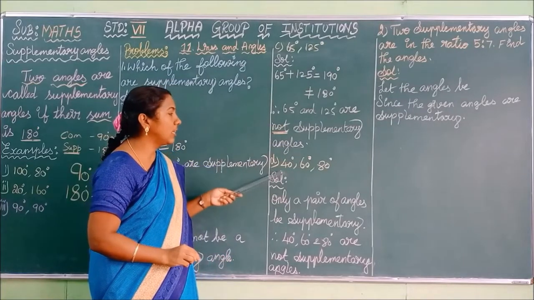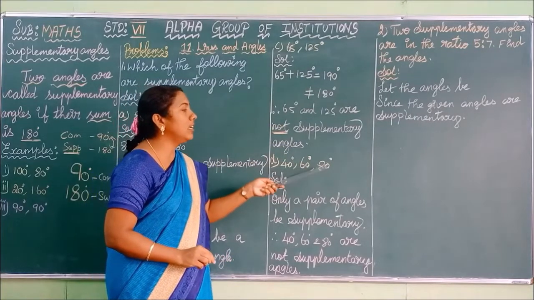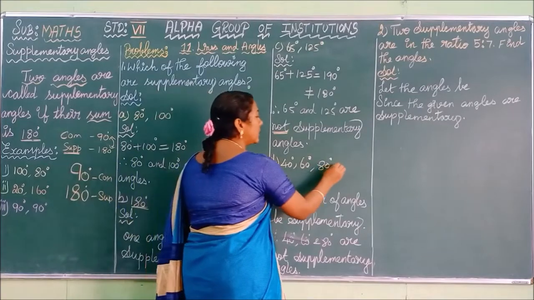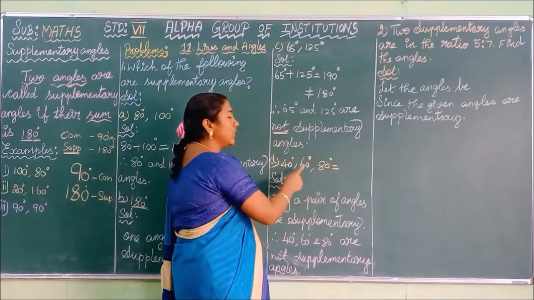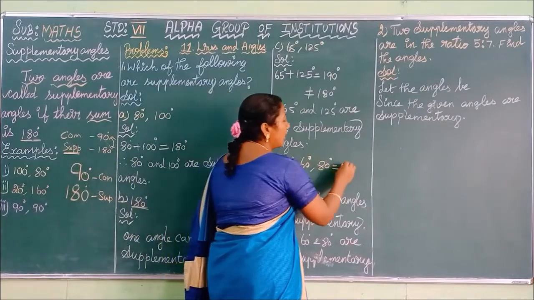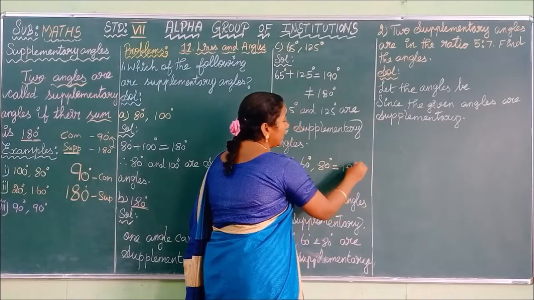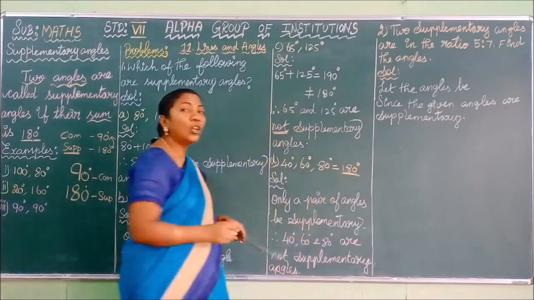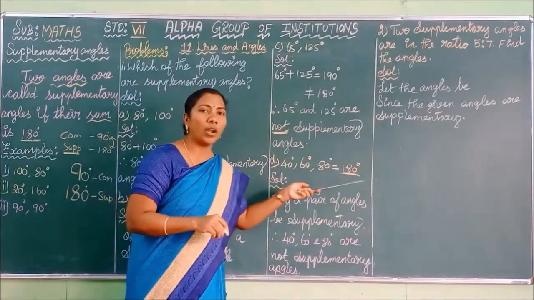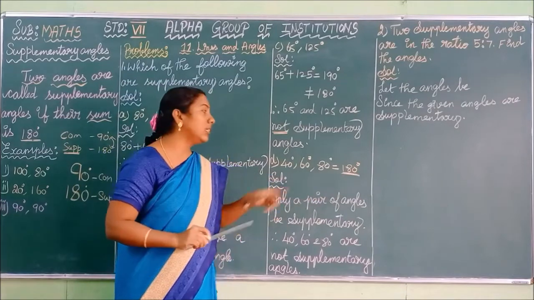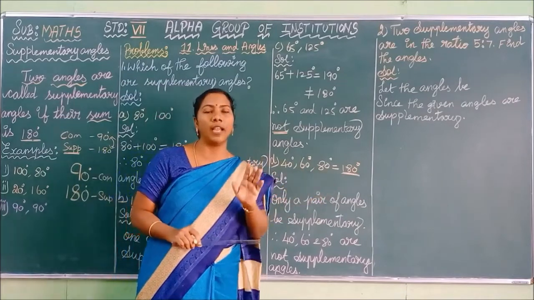Okay, see the next sum. 40 degree, 60 degree, 80 degree. If you add these three angles, what is your answer? 60 plus 40, 100, 100 plus 80, 180 degree. Thus we got the answer 180 degree. Though we got the answer 180 degree, we can't say these three angles are supplementary angles.